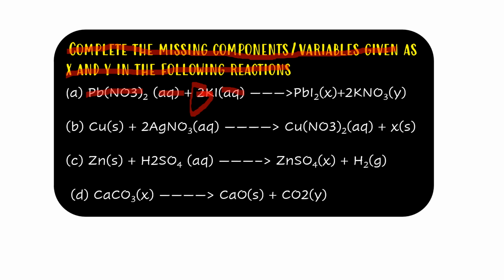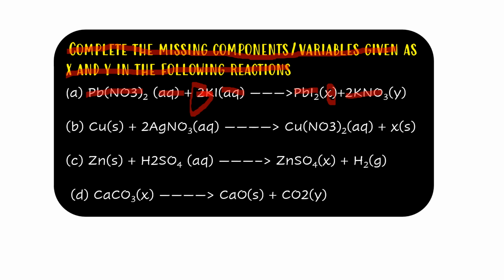After the double displacement reaction occurs, we get two results, that is PbI2 and 2KNO3. So, in the place of X, what substance or state is present for that substance? If you have any idea, just let me know in the comments about the answer. For this, the answer is solid state. PbI2, that is lead iodide, is in solid state.